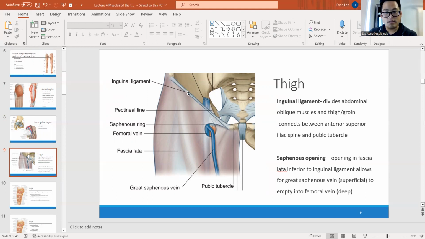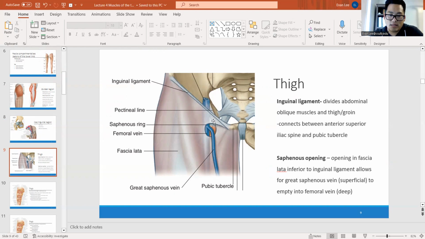So the inguinal ligament is basically the divide between the abdominal muscles, the oblique abdominal muscles such as external and internal oblique, and then the hip or thigh region, which is going to be starting right here as you get down onto the femur. This is an important structure that we'll look at later, but the inguinal ligament is right here.